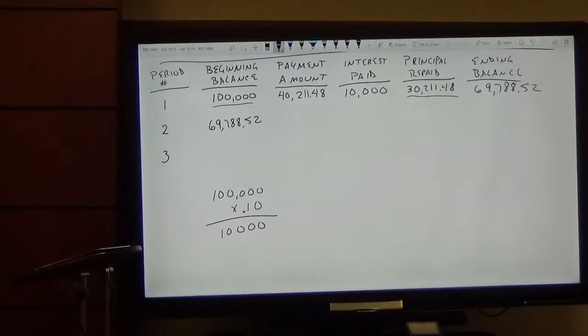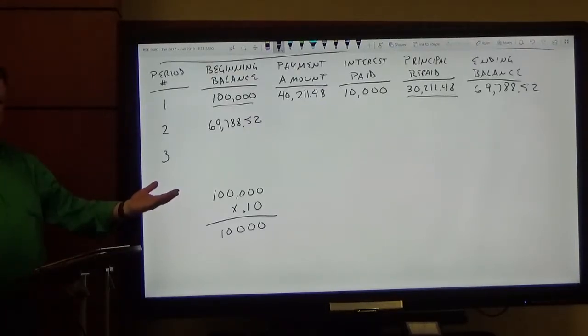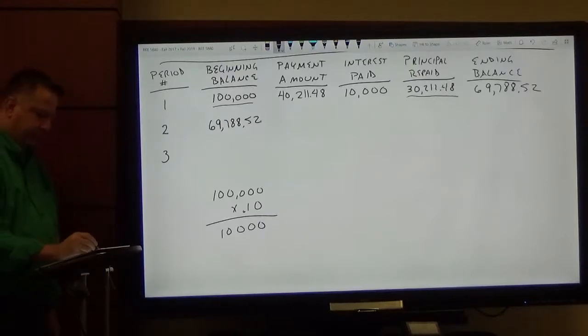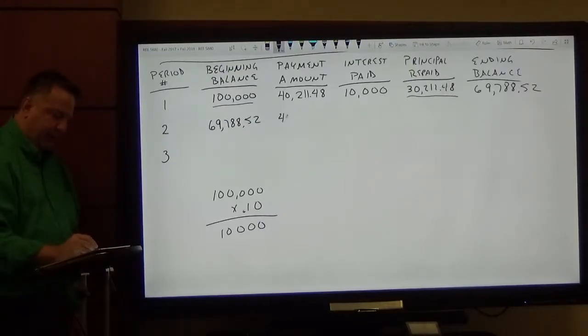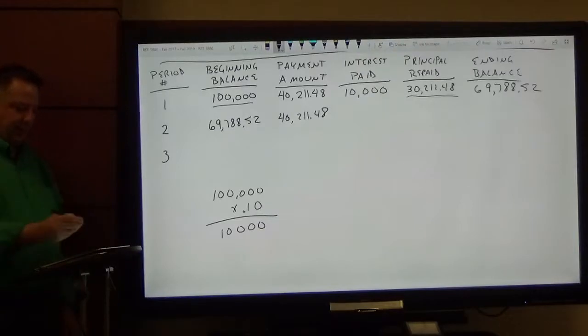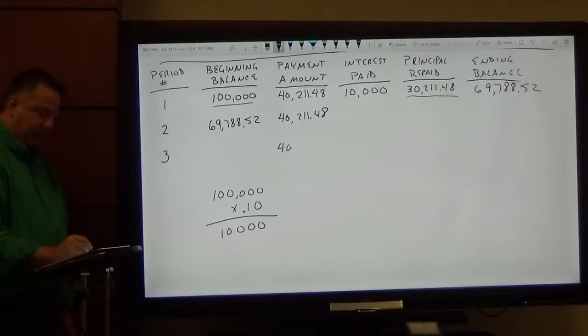All right, now our payment amount stays constant in this case because it's the same payment amount each year, yes? For a normal mortgage. We're going to look at mortgages today, that's not the case, but in this case, it is. So the 40,211.48 is going to be the same for that year, and it's also going to be the same for the third year, so we can go ahead and just write it in if we want to.